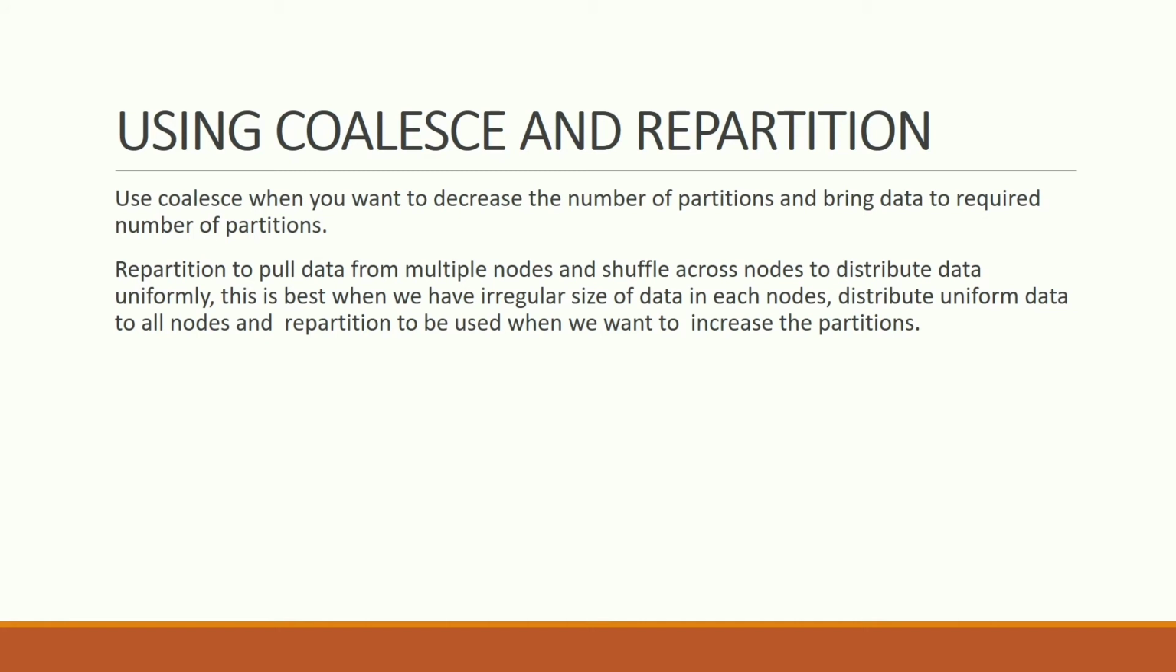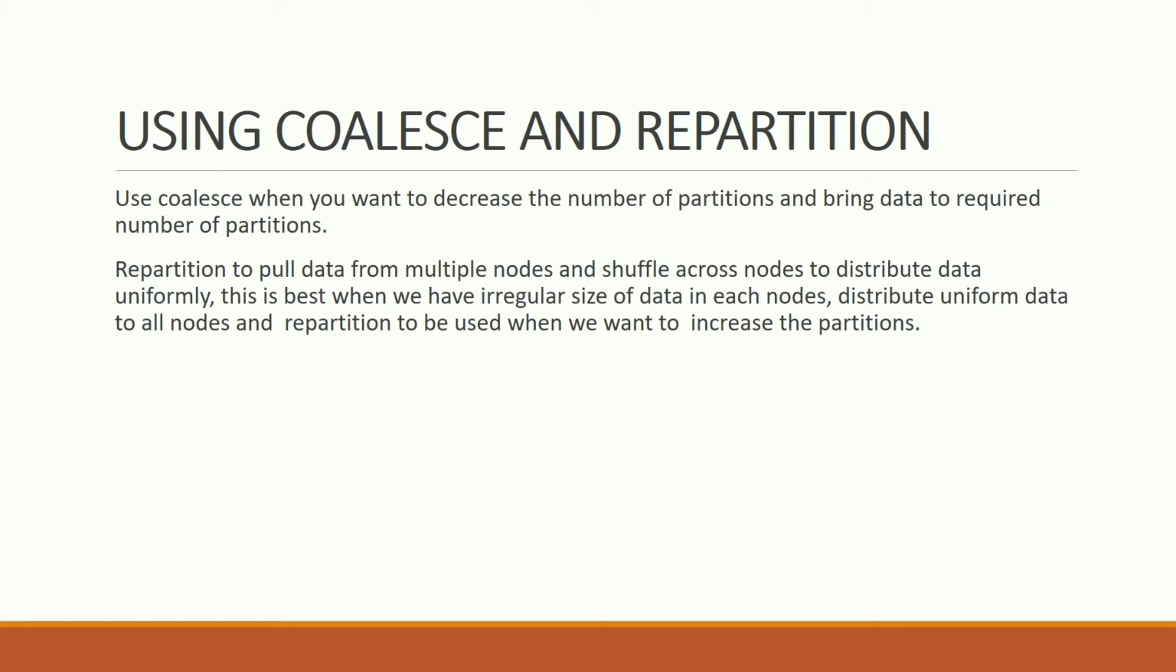Using coalesce and repartition. Use coalesce when we want to decrease the number of partitions and bring data into a lesser number of partitions, and crunch the data instead of expanding it. For example, if Spark is creating around 10 files for you and you want to decrease the number of files, you can do coalesce, so it's going to decrease the number of files which are generated.